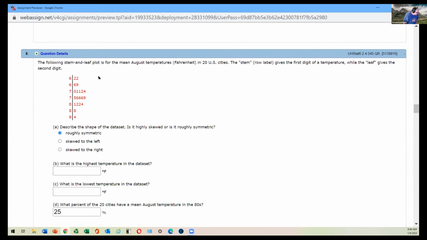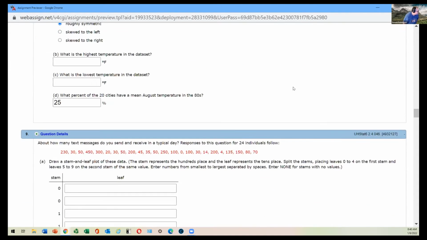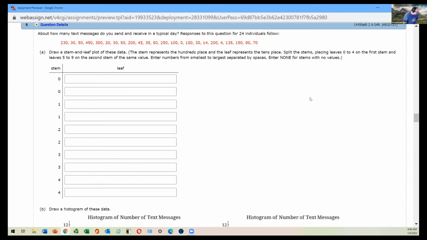If you are given the data in this format, isn't it just as good, but probably better, than me just writing down the 20 numbers in a big long list? If I did that, wouldn't it be much more difficult to tell shape and who's the biggest and who's the smallest and what percentage are in the 80s and so on? And here you get to build your first stem and leaf. And you have to be flexible.